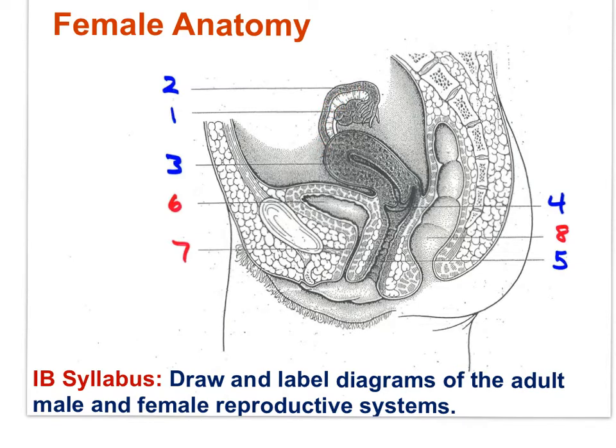The cilia along the oviduct move the egg toward the uterus. 3 is the uterus. Upon fertilization, the embryo develops within the uterus. 4 is the cervix. Sperm must pass through the cervix to reach the egg that's moving down the oviduct. As well, newborn babies emerge through the cervix. 5, this is the vagina. Sperm are released into the vagina.